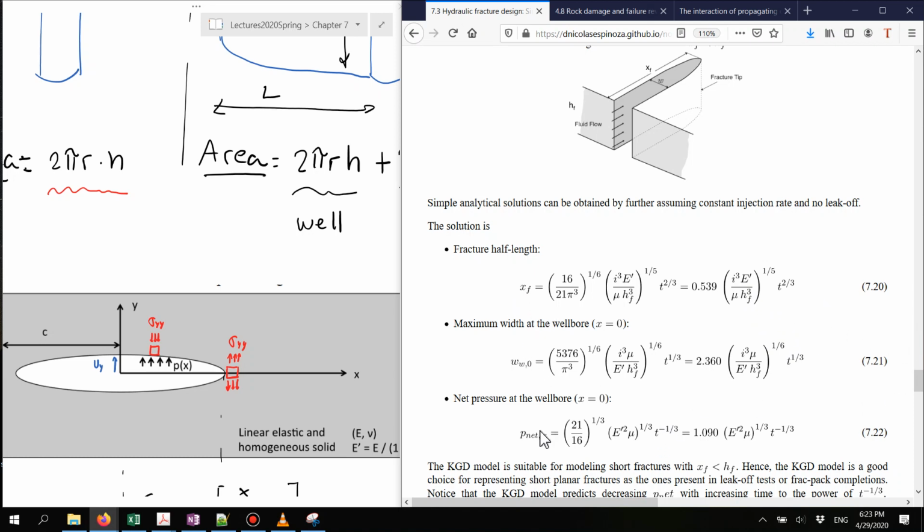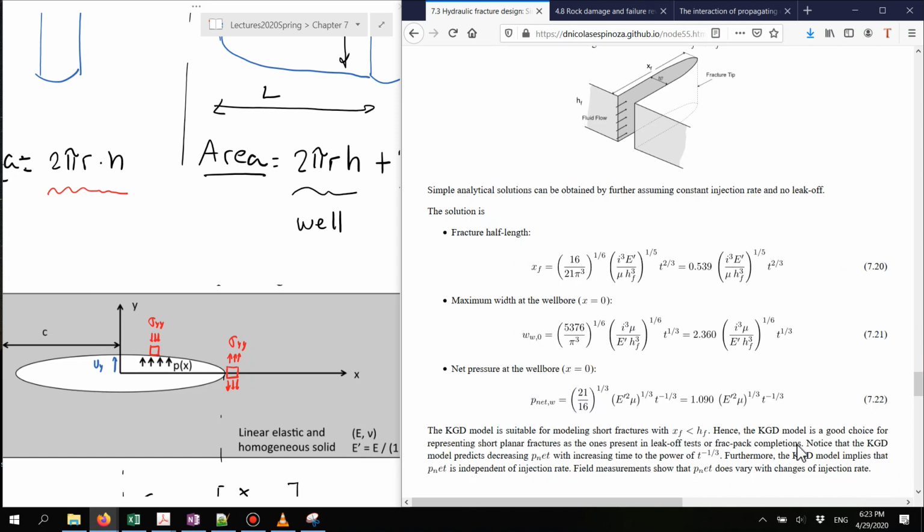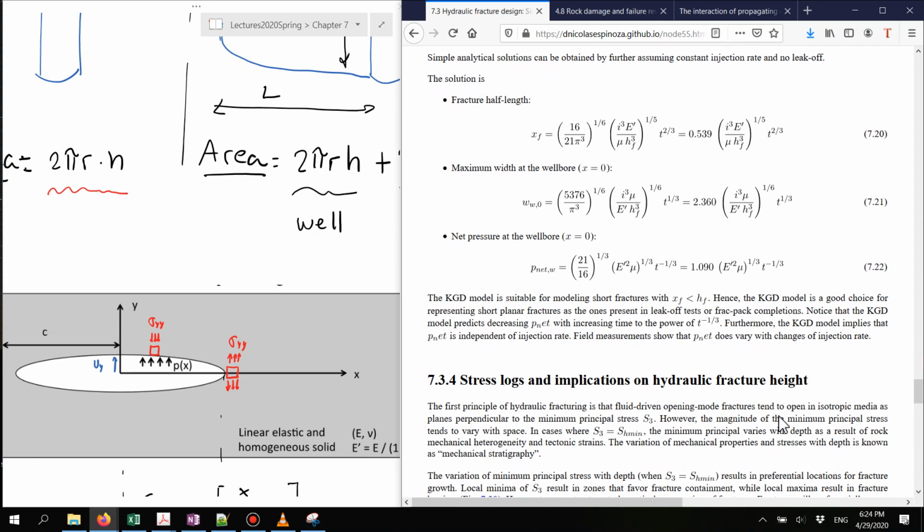And in this case, something interesting is that, of course, your fracture length and the width increase with time, but according to this KGD solution, the net pressure decreases with time, which is something that is observed mostly right after you overcome the breakdown pressure, but usually this is not the case in real applications, that the net pressure is going to decrease with time.